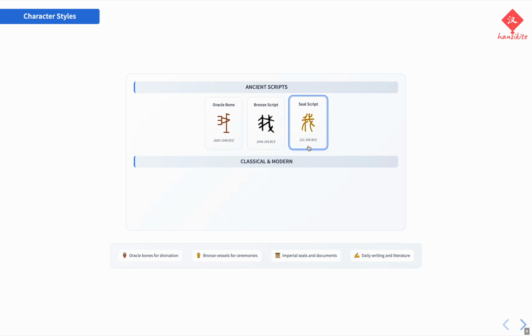Seal script from 221 to 206 BCE. Standardized script used for official seals and imperial documents during the Qin dynasty. Clerical script from 206 BCE to 220 CE. Practical script developed for administrative documents with flattened and widened strokes.